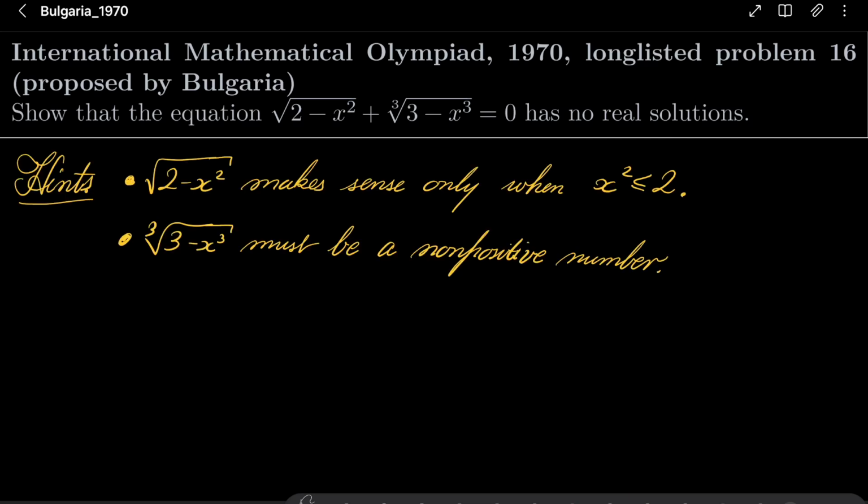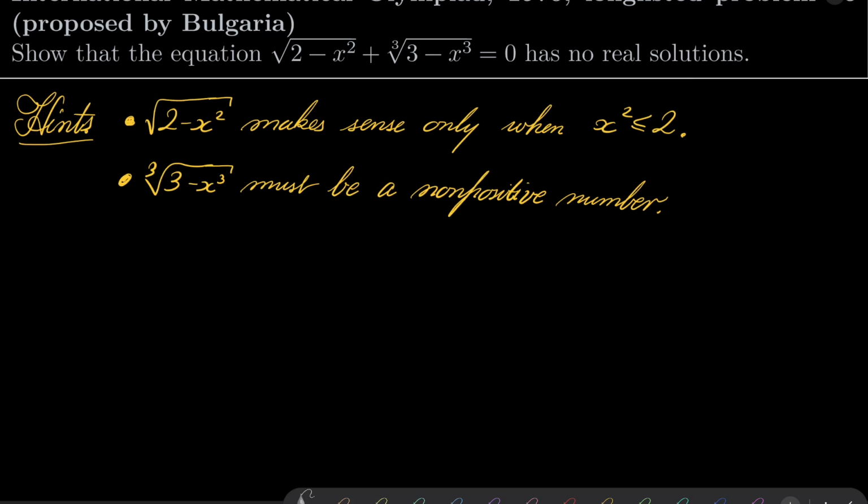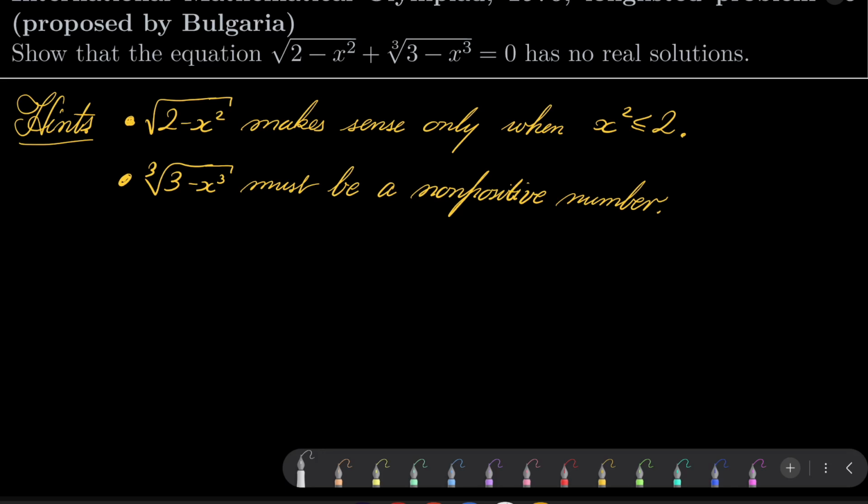Notice that the first expression must make sense, so 2 minus x squared must be greater than or equal to 0, so x squared must be less than or equal to 2. And also, notice that the square root is always non-negative, so the cube root of 3 minus x cubed must be a non-positive number. And try to get some kind of contradiction from there. So give this problem a try, and I will see you in just a minute.